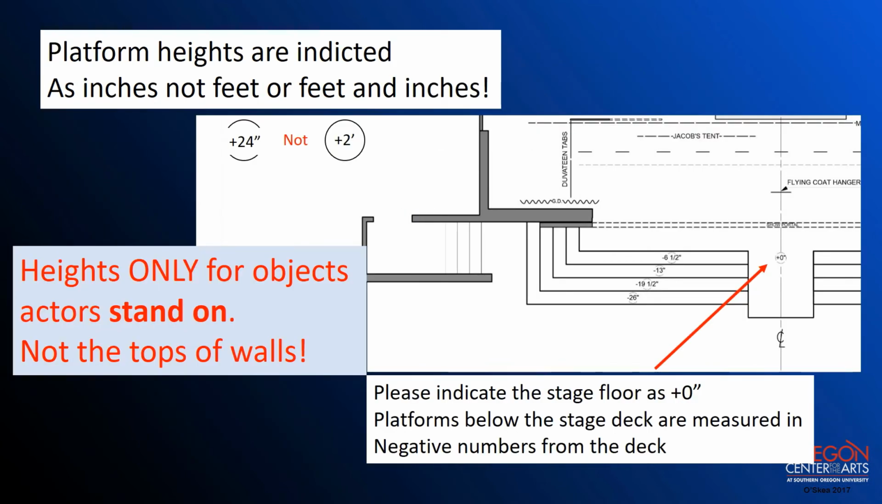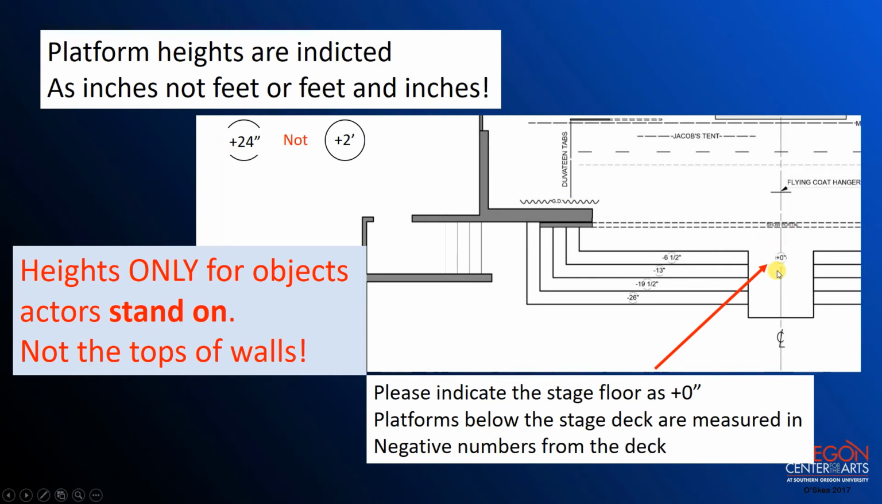Platform heights are indicated as inches, not feet or feet in inches. So it's 24 inches off of the stage floor, not 2 feet. So don't forget the plus or the minus, especially if you have a level below your stage floor. If you've got steps out into the house, like this over here.